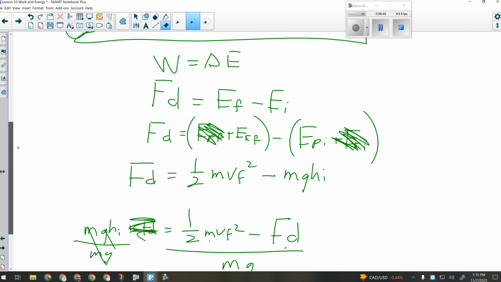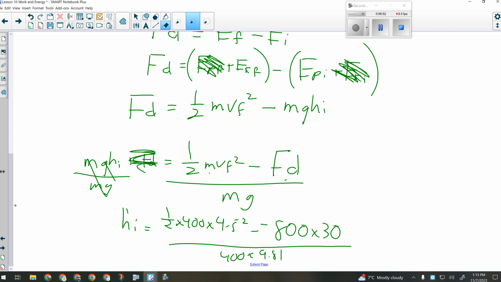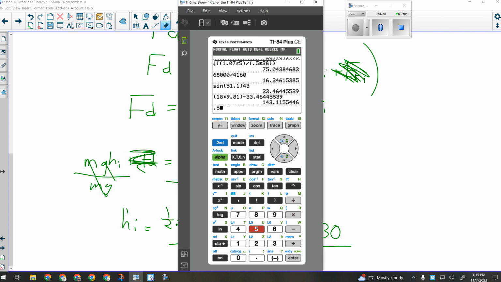Yes. Now that I've got all those numbers, I just need to plug them into my calculator. So 0.5 times 400 times 4.5 squared, minus negative 800 times 30, divided by 400 times 9.81. So the rock was dropped from 7.1 meters above the ground, which would seem to fit since he turned and looked almost straight up when he saw the rock. It was quite far above him when it started.